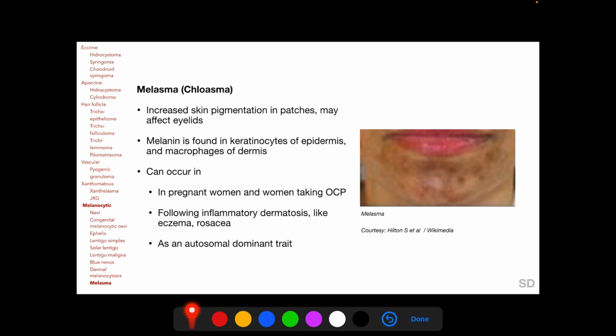Melasma or cloasma is increased skin pigmentation in patches and can affect eyelids as well. In melasma, melanin is found in keratinocytes of epidermis and macrophages of dermis. Melasma or cloasma can occur in pregnant women and women taking OCP, following inflammatory dermatosis, and as an autosomal dominant trait.